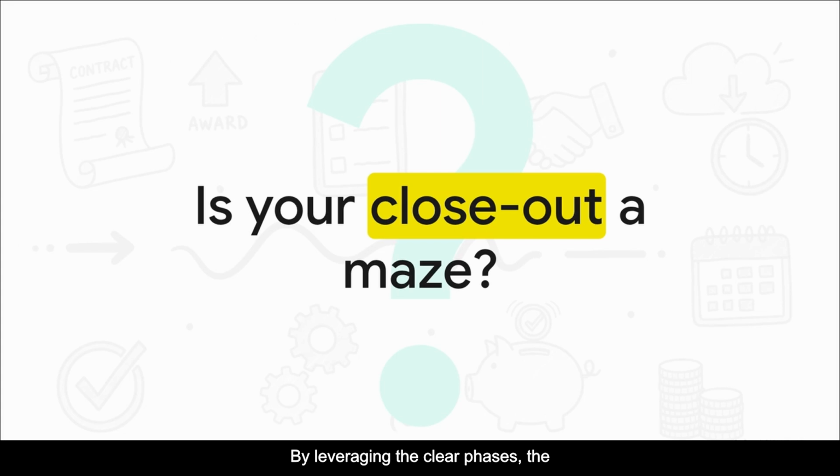By leveraging the clear phases, the defined roles, and the quality gates we've explored in this explainer, you can eliminate the chaos and close out your contracts with absolute confidence. Thanks for joining me on this deep dive.